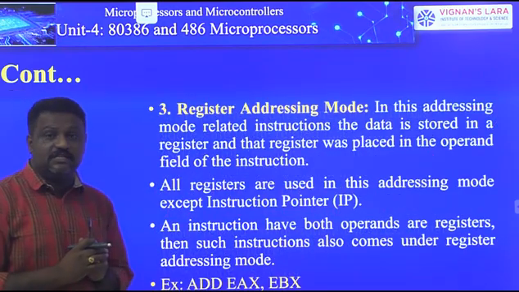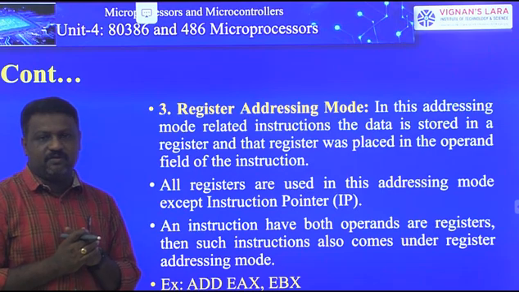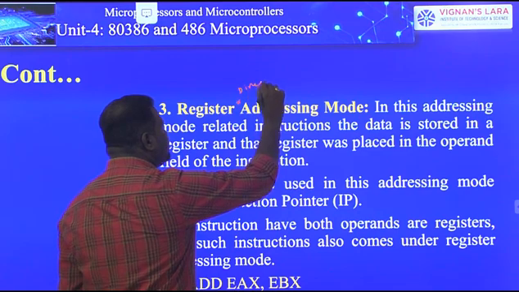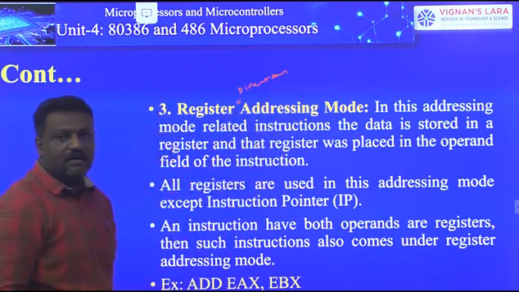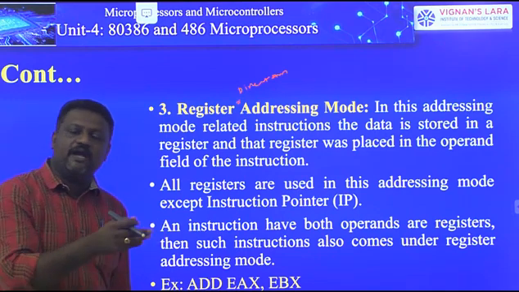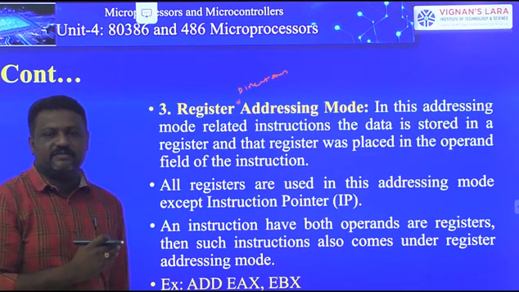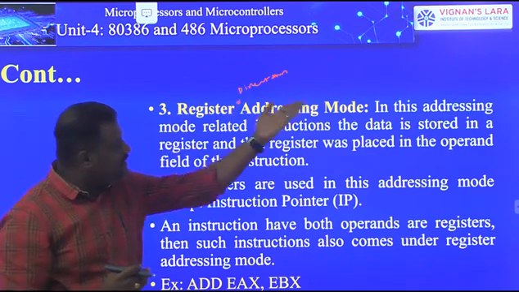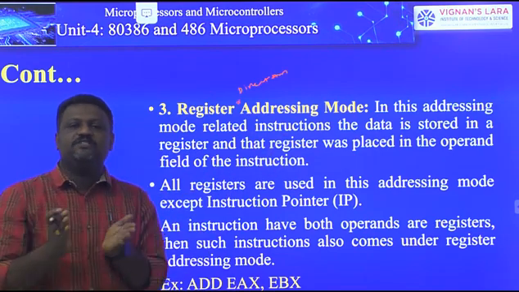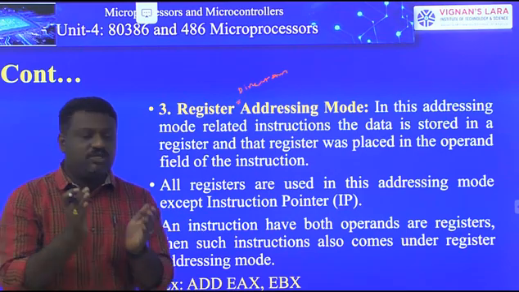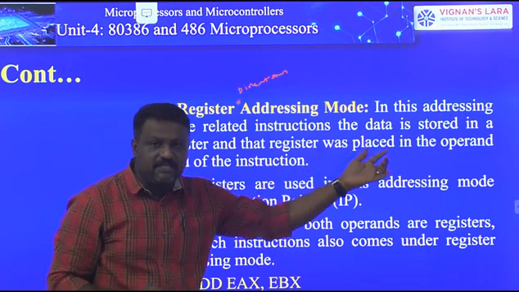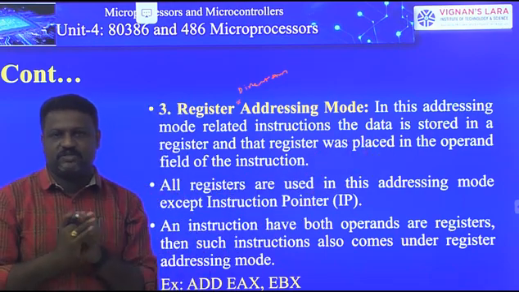And coming to the third addressing mode, it is register addressing. Sometimes this is also called register direct addressing mode. There are different names for this: one is register addressing mode and another one is register direct addressing. So how does it look? In this addressing mode, related instructions, the data is represented in the operand field of the instruction through a register. That means initially the data is stored in a CPU register. That register is placed in the operand field of the instruction.